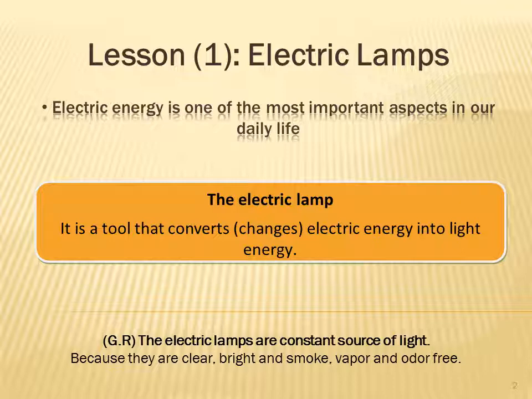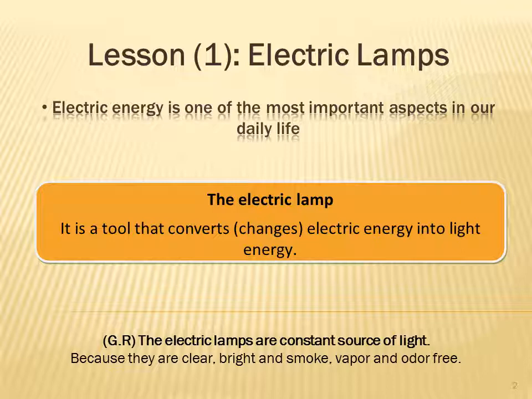What are electric lamps? They are tools that convert or change electric energy into light energy. So these electric lamps just take electricity and give out light. They call it a constant source of light. Why do they call it so? Constant source of light. First, constant means stable or unchangeable.